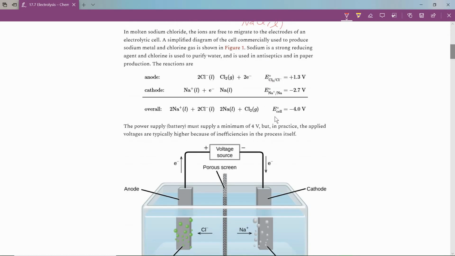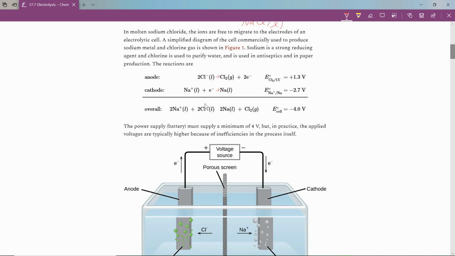So here's some reactions. We have 2 chloride at the anode, so that's got to be an arrow that's missing, right? Goes to Cl2 gas plus 2 electrons, and at the cathode in the electrolytic cell, sodium plus in the liquid phase, not aqueous, but in the liquid phase, goes to sodium liquid. So overall, the reaction is -4 volts.